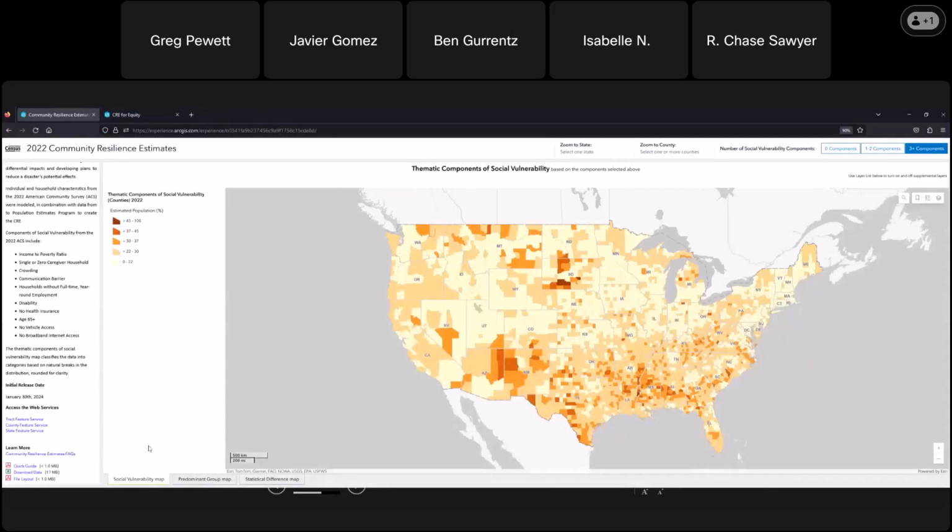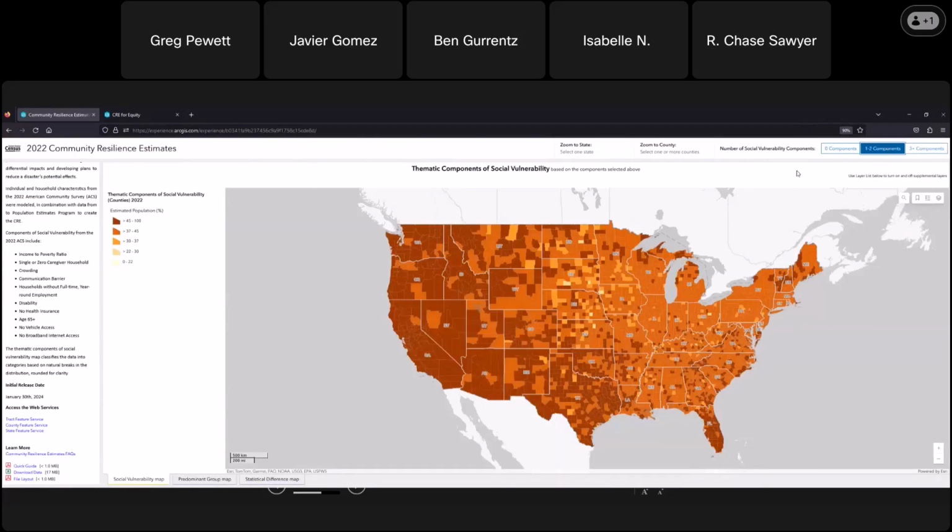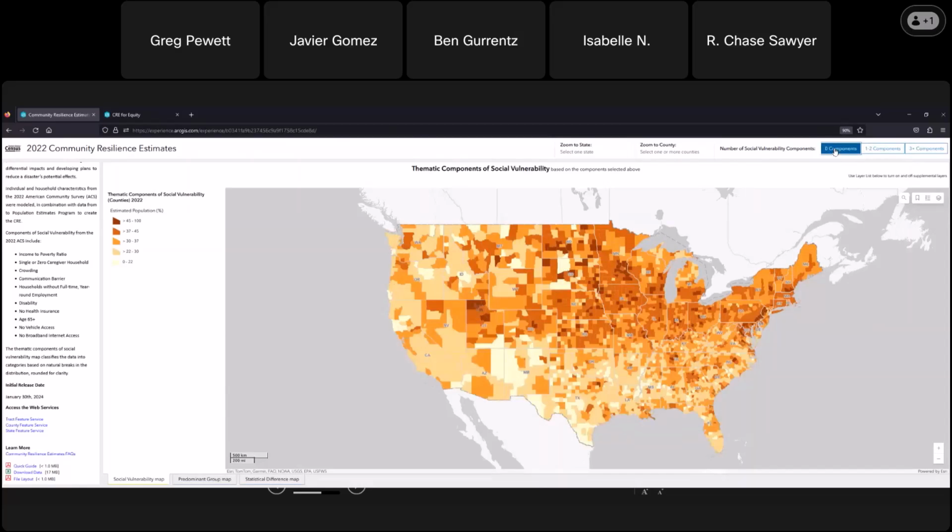On the bottom of the dashboard, we have three different maps: social vulnerability map, predominant group map, and a statistical difference map. I'm going to elaborate a little more on those three options in a minute. But at the top right, you have the option to switch between the three different groups of social vulnerability: 3+ components, 1 to 2, and notice how the coloring of the map has changed, or 0 components of social vulnerability. Let me go back to 3+ components.